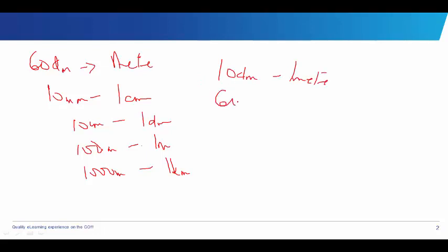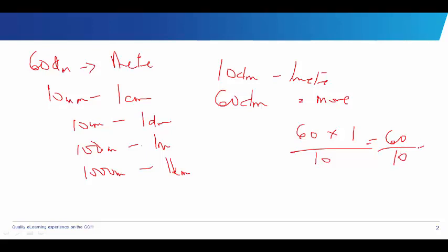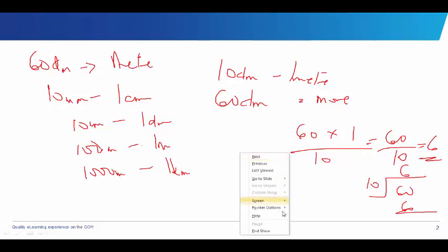So 60 decimeters now, will it give us more here or less? It will give us more. So if more, less divides. So we'll now have 60 times 1 divided by less, which is 10. So that gives us 60 divided by 10. So you should already know that 60 divided by 10 gives us 6. Okay, so our answer is 6.